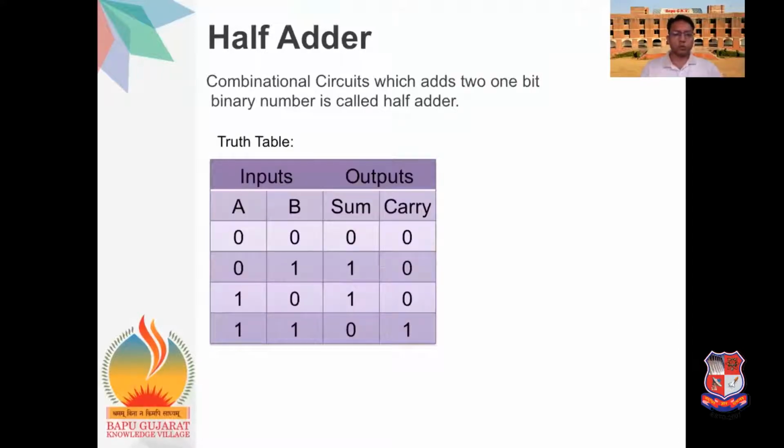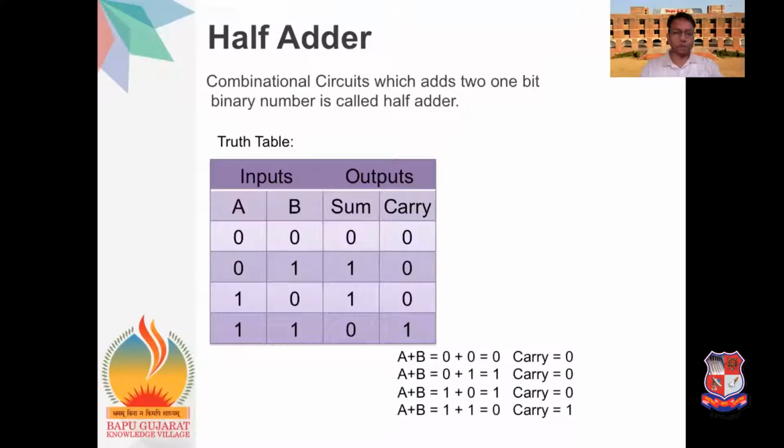The truth table consists of the combinations of the inputs and the outputs. There are 2 inputs A and B and 2 outputs, sum and carry. Due to the 2 inputs there are 4 possible combinations. So the first combination is 0 0, then 0 1, 1 0 and 1 1. For all the 4 combinations there are 4 sum outputs and 4 carry outputs. So what is the sum and carry for the first combination 0 0?